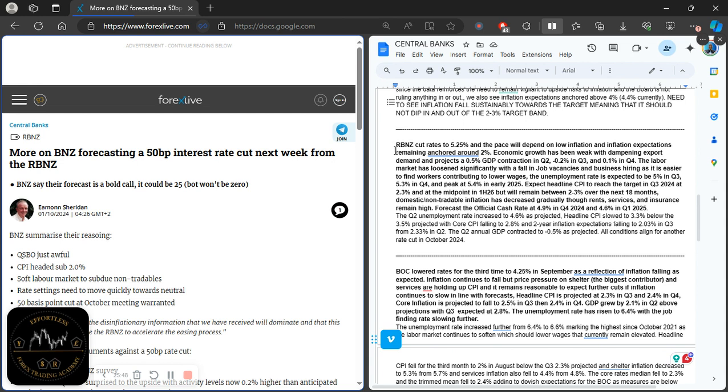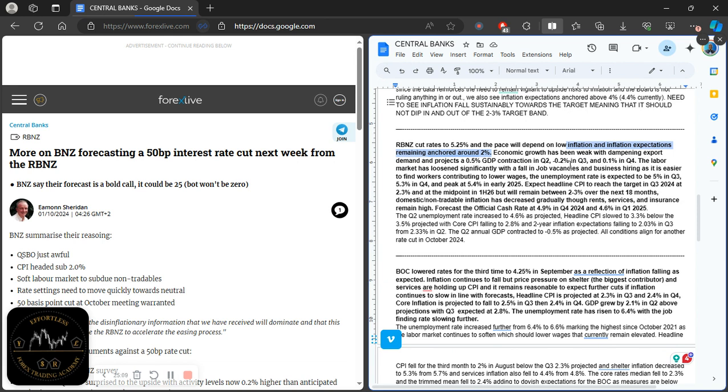So what we can clearly see is that if you look on the right here, this is my cheat sheet. I call this my central bank's cheat sheet, because this is where I have what I really pay attention to. But what I want us to focus on is that here's what they said in this particular instance. When it comes to economic growth, if you read here, economic growth has been weak with dampening export demand, and the Reserve Bank of New Zealand project a 0.5% GDP contraction in the second quarter, negative 0.2% in the third quarter, and 0.1% in the fourth quarter.